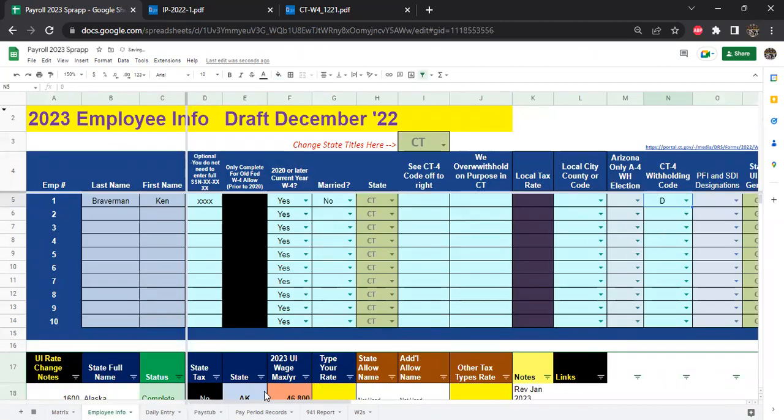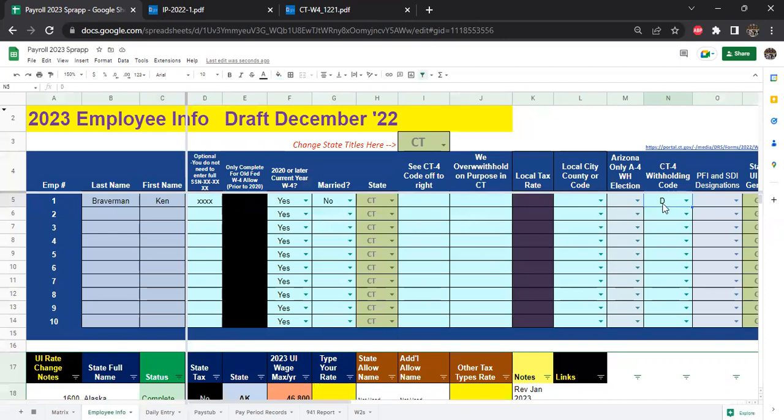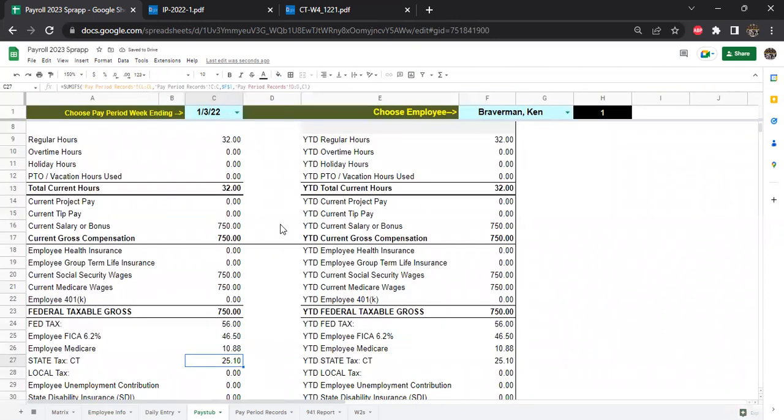What about code D? I'd imagine it's going to be more like code A. It is going to be exactly as code A. We're just about $33.65 is what it is at code D. And what about code F? $25.10. See, it just takes a second to change.